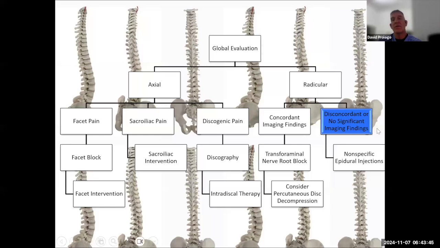So we put this non-specific epidural injection on this side. It does belong here, but it also belongs over here in the axial side, as we have seen. But for purposes of this talk, if we have a patient who's got radiculopathy and we think it's nerve-related, but we cannot see a specific level or a specific cause, then we might proceed to what's called a non-specific or a midline epidural injection.